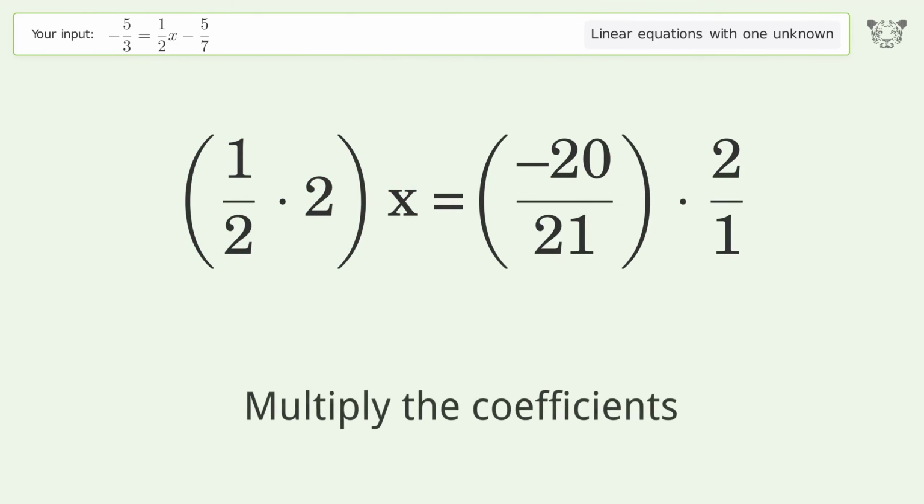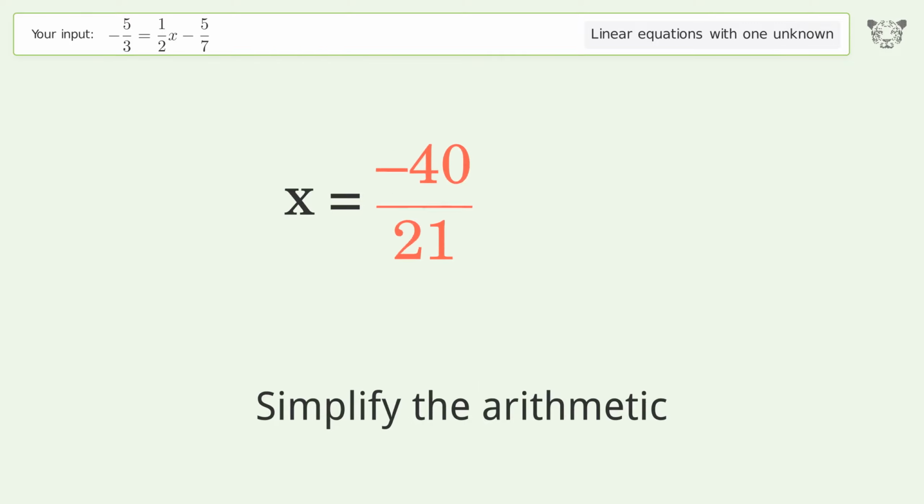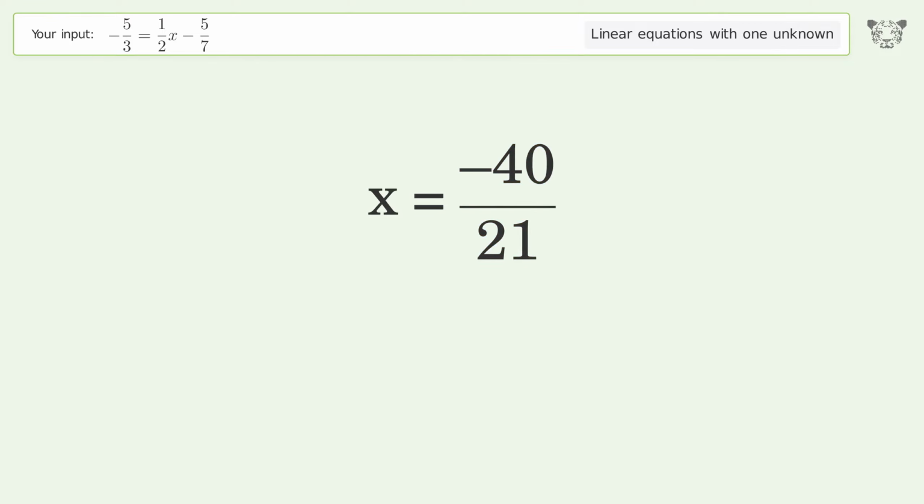Simplify the fraction. Multiply the fractions. Simplify the arithmetic. And so the final result is x equals -40/21.